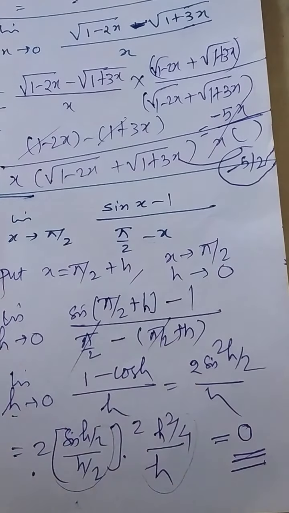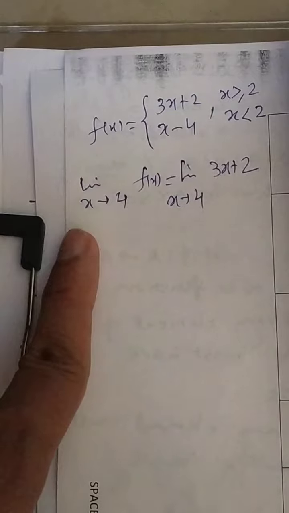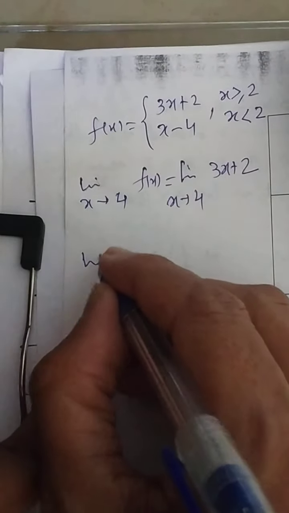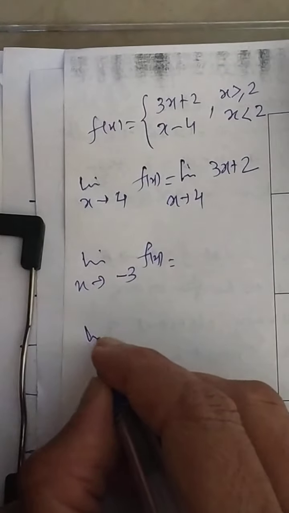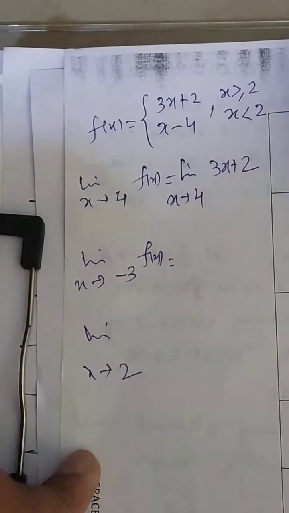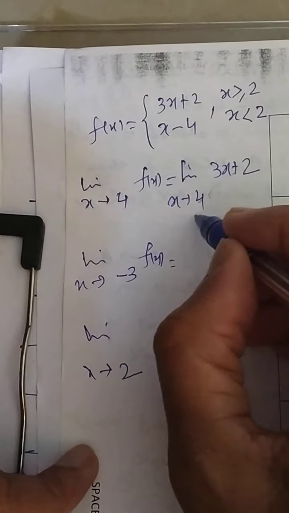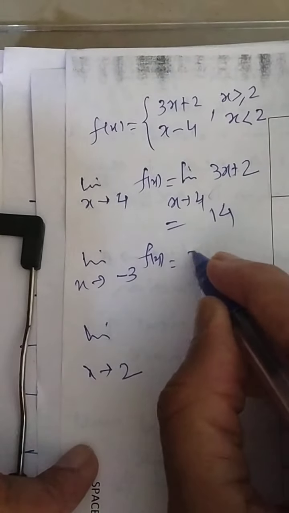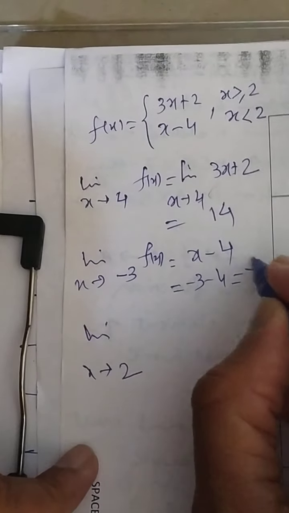So you should know all types of limits. Apart from that, if you remember, you have learned a few more things. Look at this question. I am talking about 3 questions. Limit as x tends to 4 of f(x). Another question, limit as x tends to minus 3 of f(x). The third question is limit as x tends to 2 of f(x). Now for the first question, straight away you can put the value here, you will get the answer. For minus 3 you will be considering x minus 4, so if you write minus 3 over here, it will be minus 7.